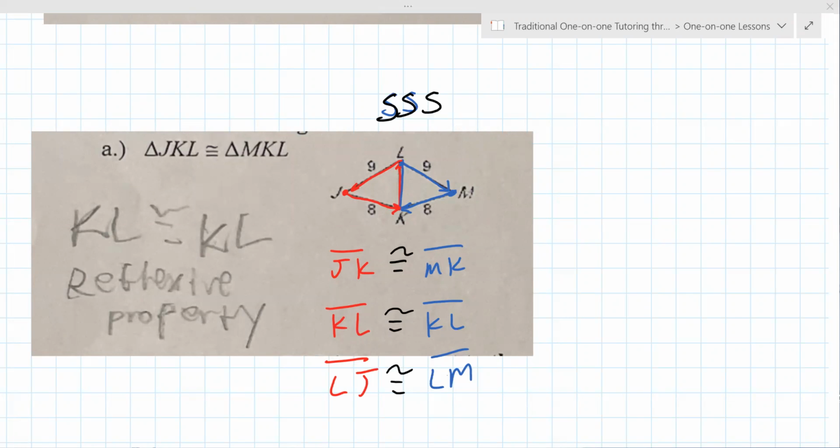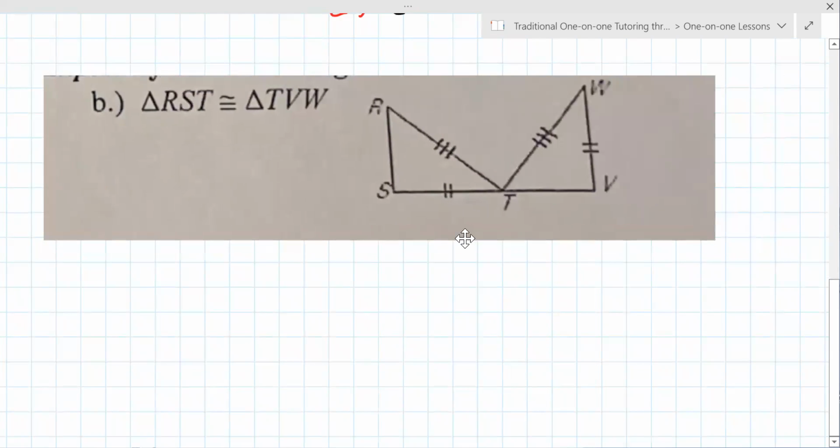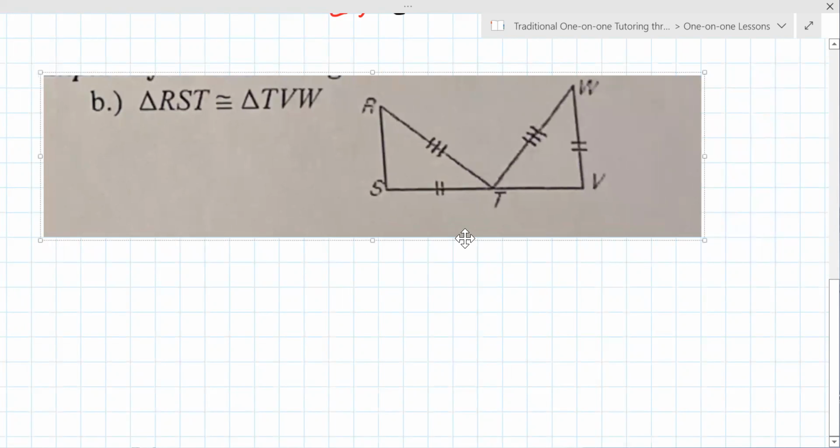Okay, so you got all this down. So now we can look at letter B. We'll do the same thing here. So let me grab a snip of the triangle. Okay, so to use side, side, side, there have to be 3 congruent sides.